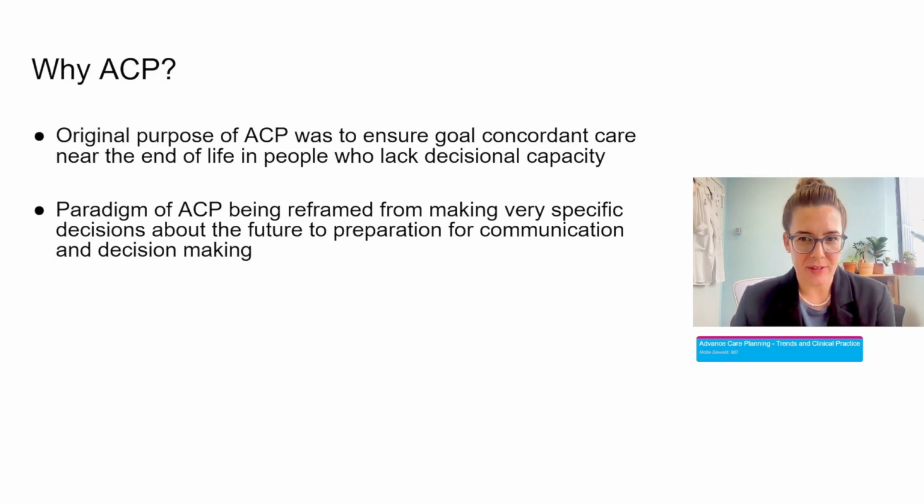Why does this need to exist? So the original purpose of advanced care planning was to ensure that people are getting goal concordant care at the end of life when they may not be able to speak for themselves and might lack capacity. Initially, it was focused on establishing preferences for particular medical interventions, but it's become apparent that this is really difficult to do because the preference for a treatment in a given scenario is usually going to depend on what the likely outcome of that treatment is and how that aligns with someone's goals and values.